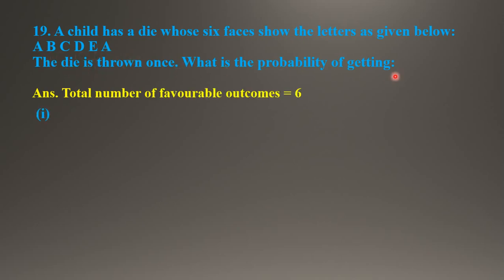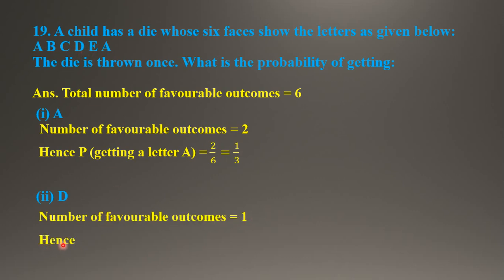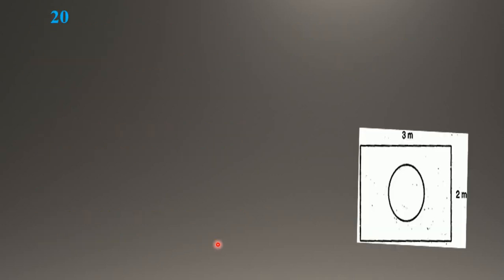What is the probability of getting first A? Therefore the total number of outcomes is 6. For the number of favorable outcomes, how many A's are there? There are 2. So the probability of getting the letter A is 2 upon 6, which is 1 upon 3. Second, D. There is only one D. The favorable outcome is 1. The probability of getting D is 1 upon 6.